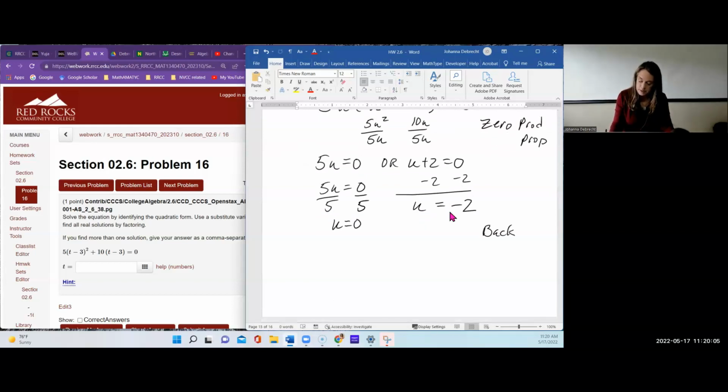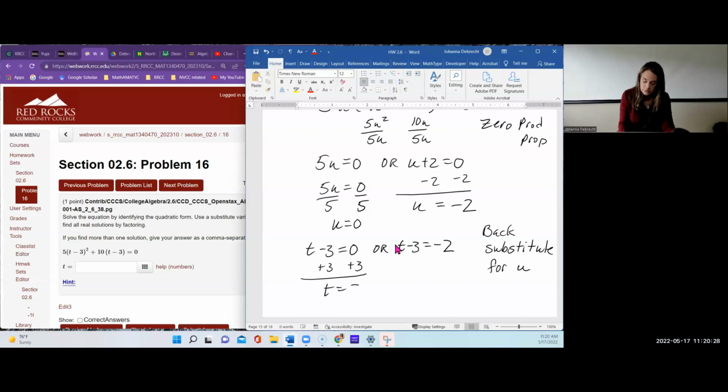This is called a back substitution because you're going back to what you originally had. Back substitute for u. U was t minus 3. So t minus 3 equals 0, or t minus 3 equals -2. Now I can solve each of these equations individually, and I get t equal 3, or adding 3 to both sides here, I get t equal 1. That's two solutions, 3 or 1.